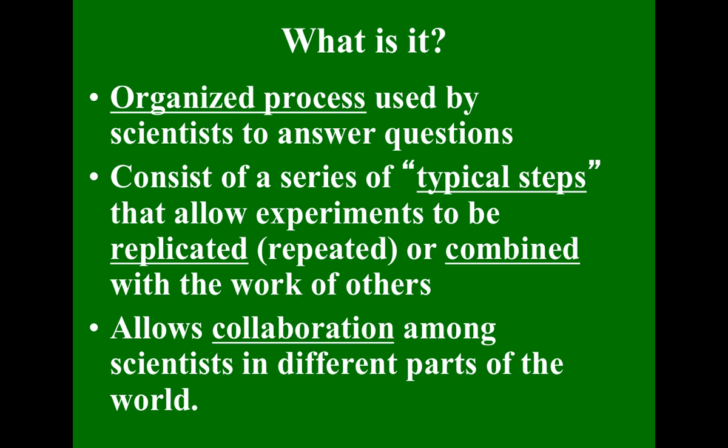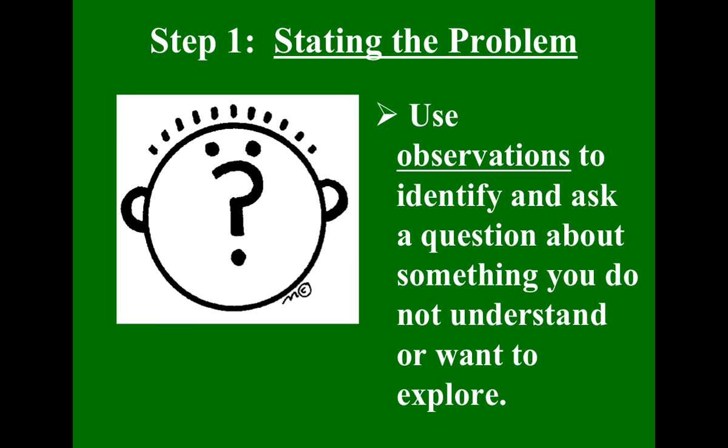So we're going to quickly here go through the steps of the scientific method as a review. So our first step is stating the problem. When we state the problem, we use observations to identify and ask a question about something that we don't understand or we want to explore. So we notice something and we have a question about it. That's our stating the problem.